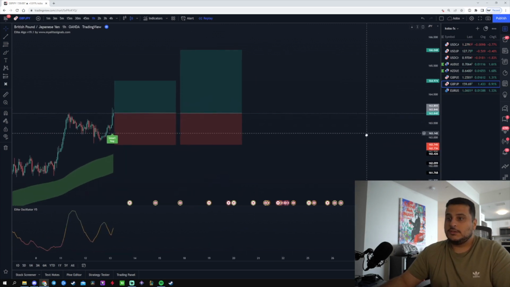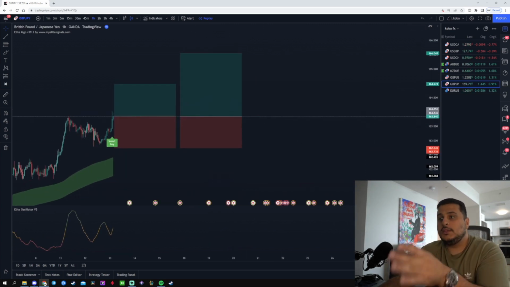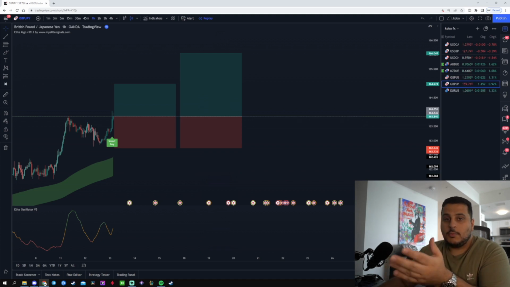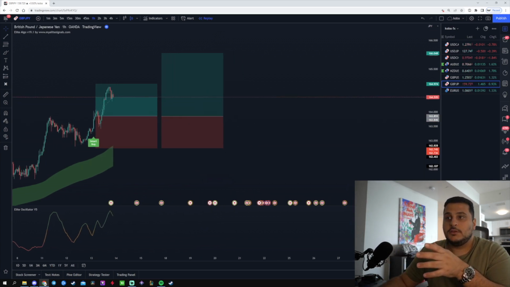Now what we want to do here is simply run the trade and see what happens. We want to stay in the trade until our stop loss or our take profit is hit. We don't want to close out early. Once we set our stop loss and take profit levels, we have to trust them. This is another important part of the strategy. So let's see what happens here.